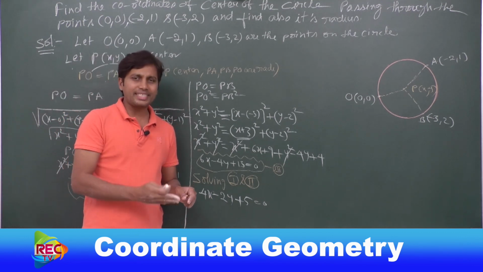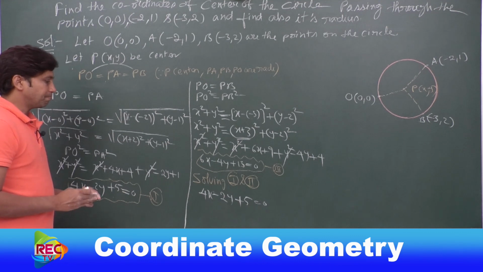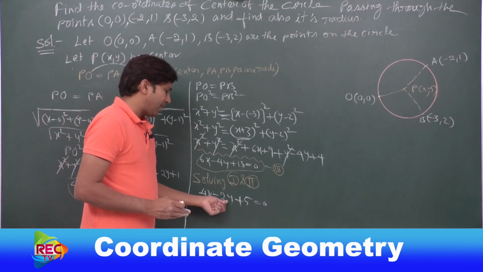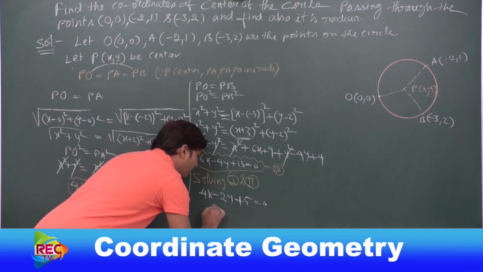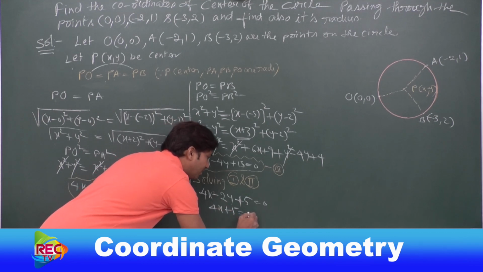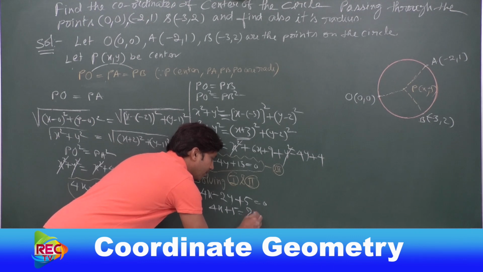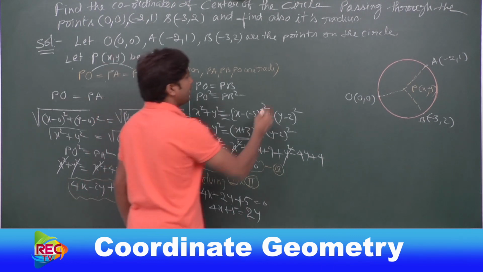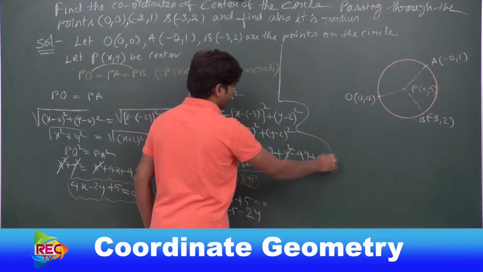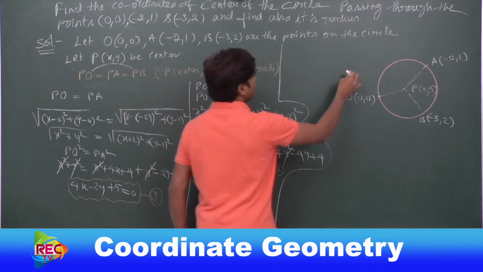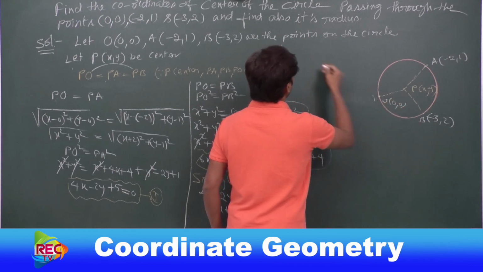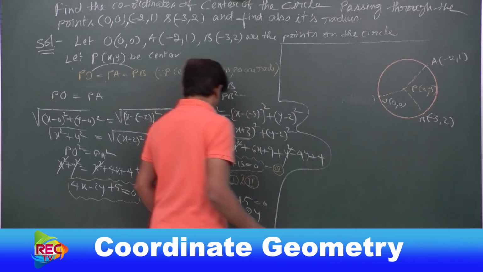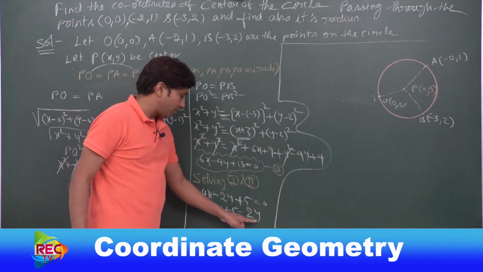Better than doing cancellation, I want to write the value of y in terms of x. Then do one thing, take this 2y to another side. 4x plus 5 equal to, this 2y will be taken to the other side and converted to plus 2y. Now just see here. Now 4x plus 5 equal to 2y.